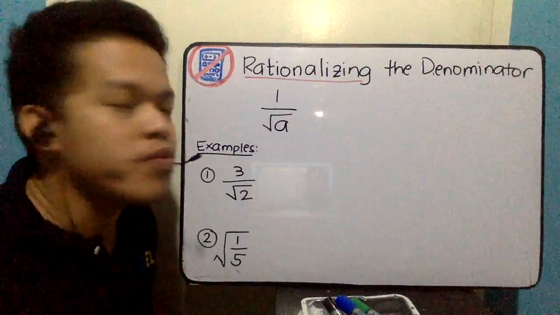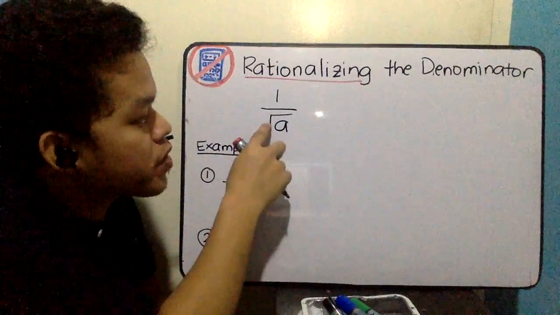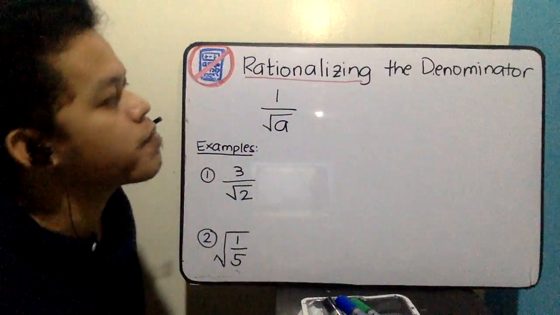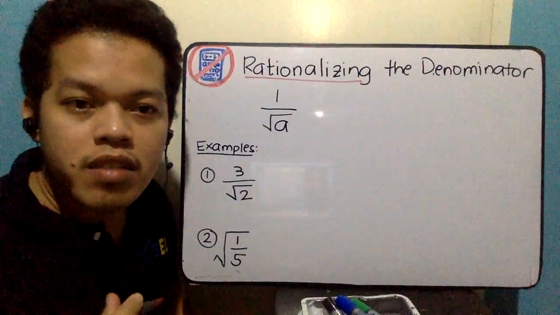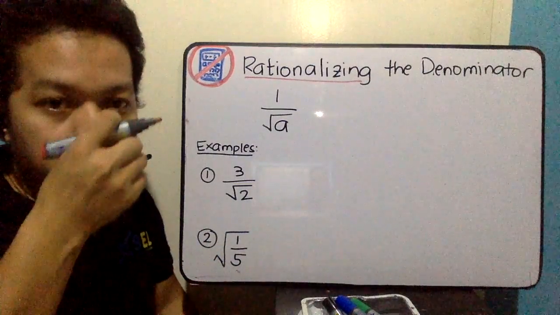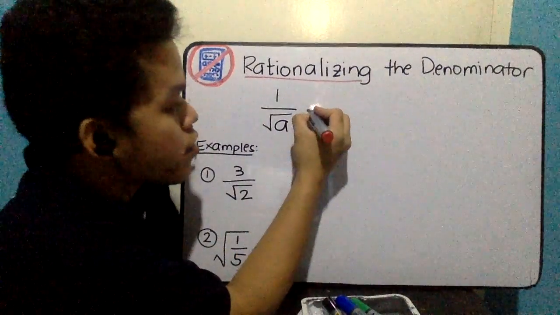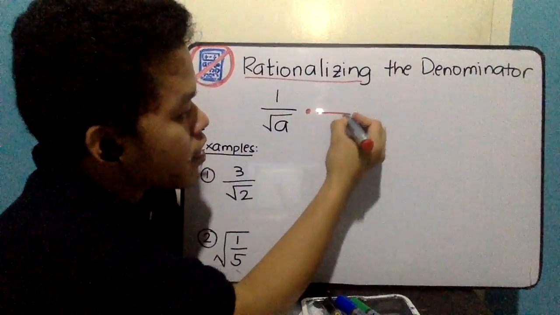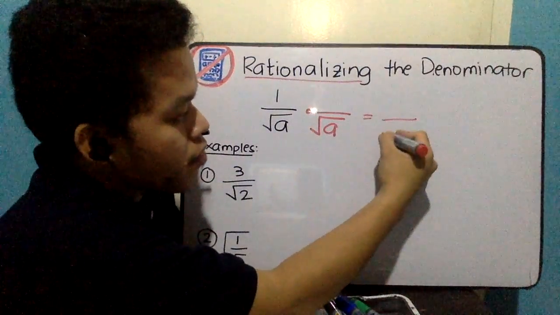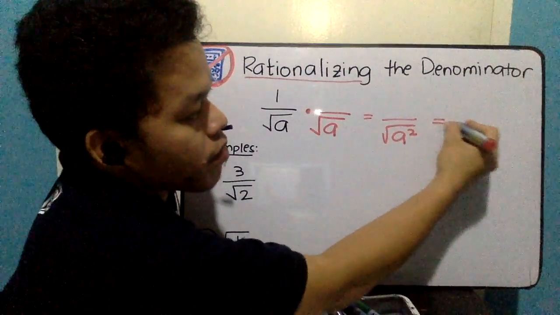And how do we remove the radical symbol in the denominator? How do we remove the square root here? So let's take for example here 1 over square root of a. Now there's a special case in the laws of surds wherein when you multiply something by itself, it will give you a whole number. And that's why we can actually multiply square root of a, because when you multiply square root of a by square root of a, that will give you square root of a squared. And you know that the square root of a squared will give you a.